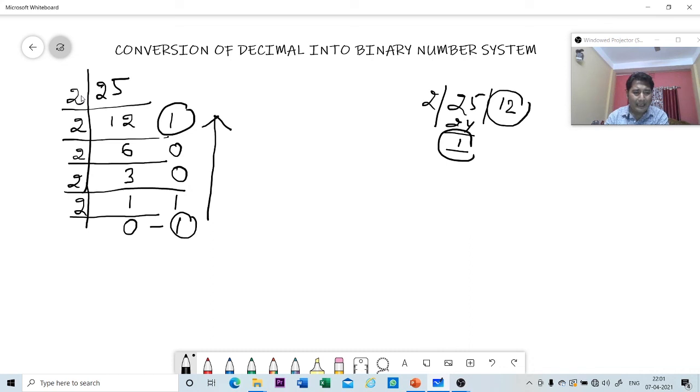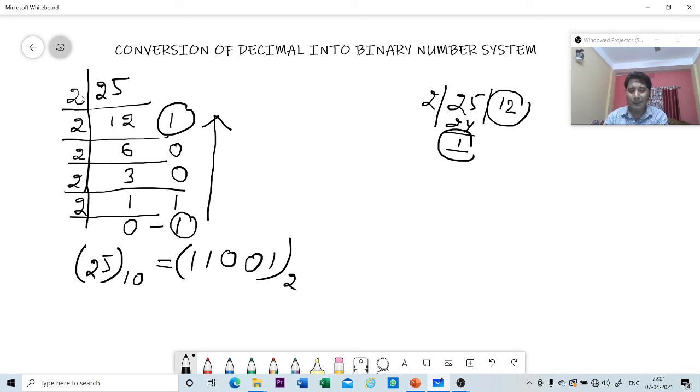So we can say that this 25 is my decimal number. Let me give the base 10. So the equivalent binary number of 25 is 1 1 0 0 1, and we should put it inside the bracket with the base 2. So this base 2 denotes that this is the binary number, and the base 10 denotes that 25 is a decimal number. So the equivalent binary code, that is the machine code for 25, is 11001.